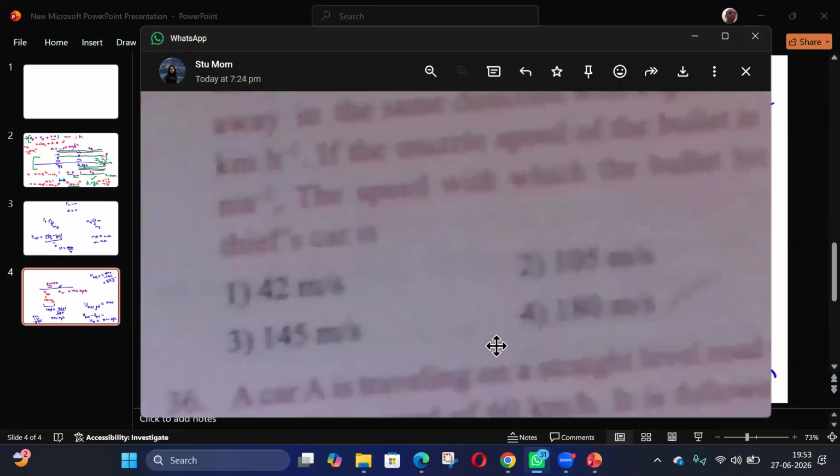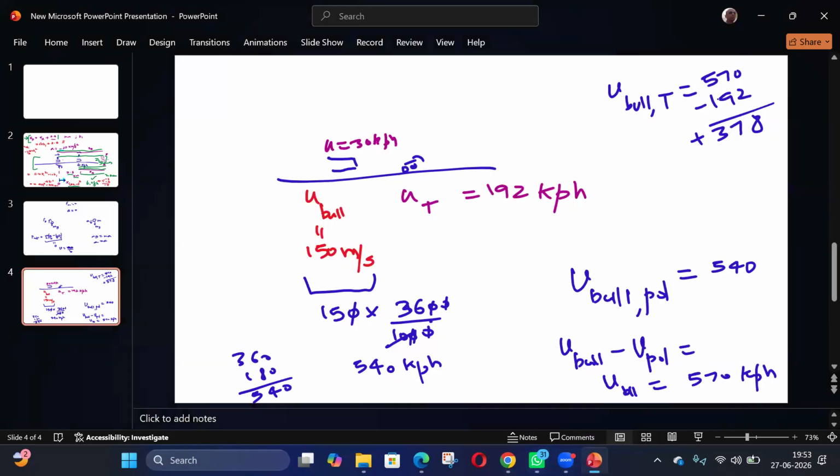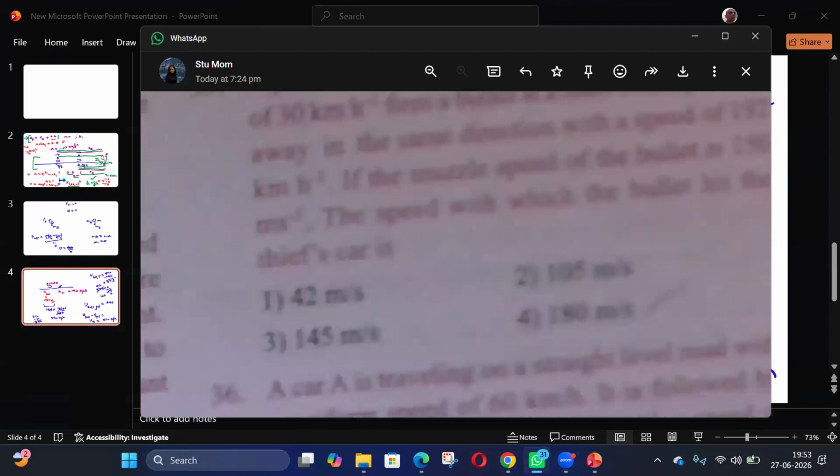We have to convert the answer to meters per second, sir. They are in kilometers per hour. We have to multiply by 5 by 18, so it will become less. 378 divided by 18: 9 twos are 18, 9 fours are 36, 42. So 21 into 5, 105. Option 2. Check the answer. Yes, it's option 2, sir.